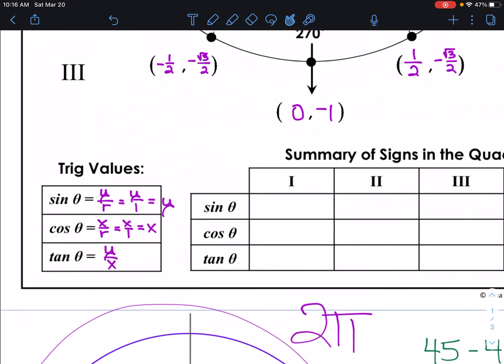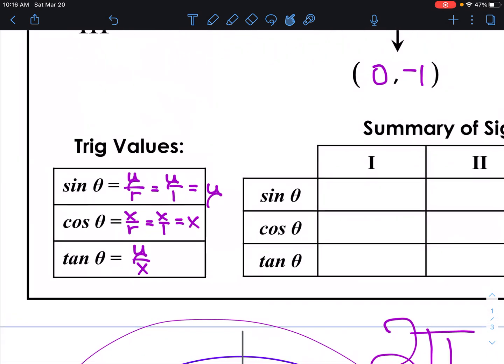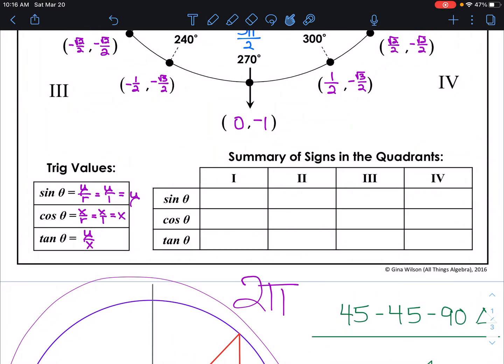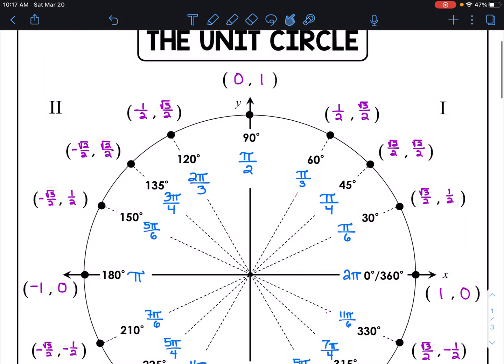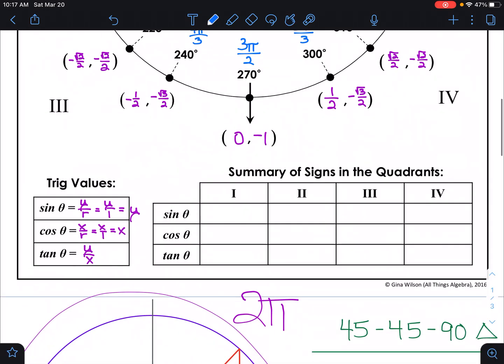Sine is y in the unit circle, cosine is x, and tangent is y over x. And if you want to fill this out, you can. You just know what is sine. Sine is y. So you can say, well, y in quadrant 1 is positive. Y in quadrant 2 is still positive. In quadrant 3, y is negative. And quadrant 4, it's also negative. So cosine is x. Well, x in quadrant 1 is positive. In quadrant 2, it's negative. In quadrant 3, it's negative. In quadrant 4, it's positive.